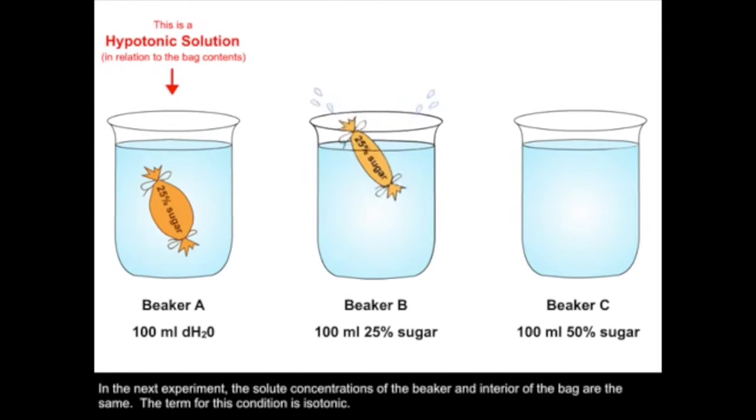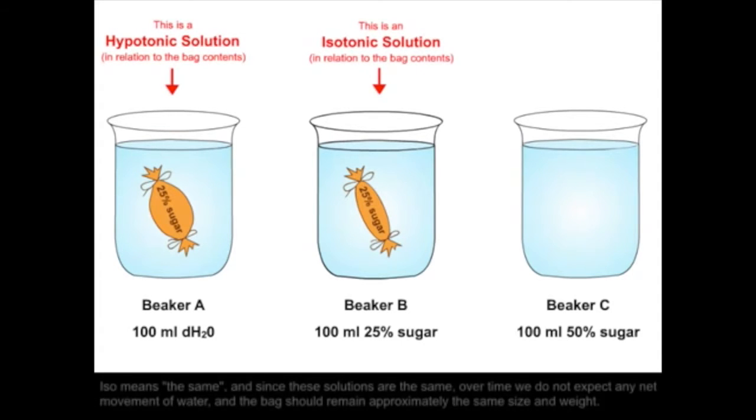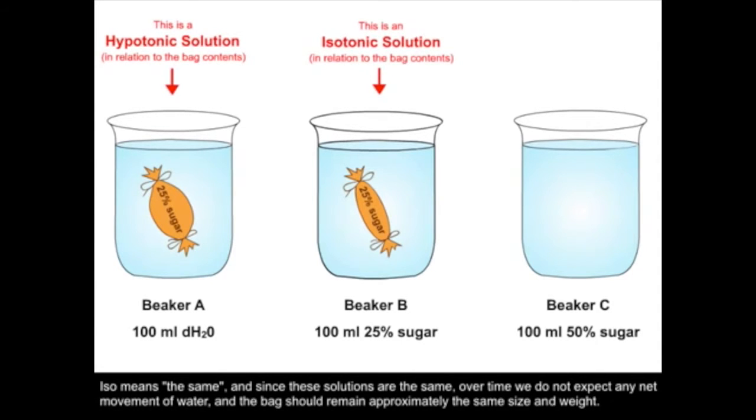In the next experiment, the solute concentrations of the beaker and the interior of the bag are the same. The term for this condition is isotonic. Iso means the same, and since these solutions are the same, over time we do not expect any net movement of water, and the bag should remain approximately the same size and weight.